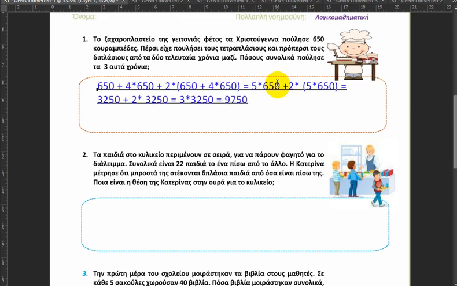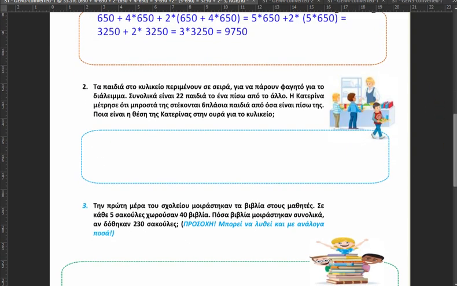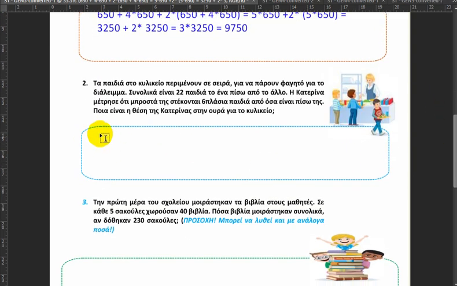9,750. There you go. So the total number of curabiedes sold was 9,750 over a period of 3 years. Okay, next up.